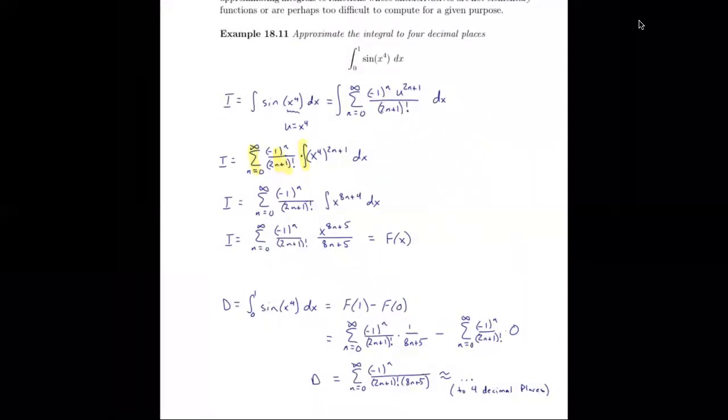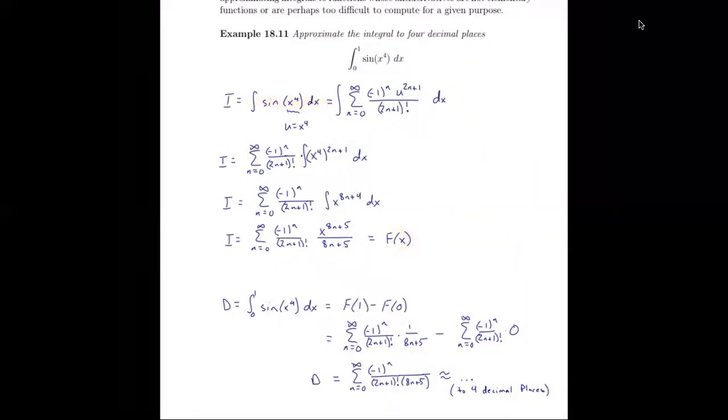x to the 4th to the 2n plus 1. Remember that we'll have to multiply these two exponents together up here to get 8n plus 4, as we see here. The antiderivative of that is x to the 8n plus 5 over 8n plus 5. That's our capital F of x function. That's our antiderivative, our indefinite integral of this function. That's very useful. It's nice to write it this way, and we'll see why just below.